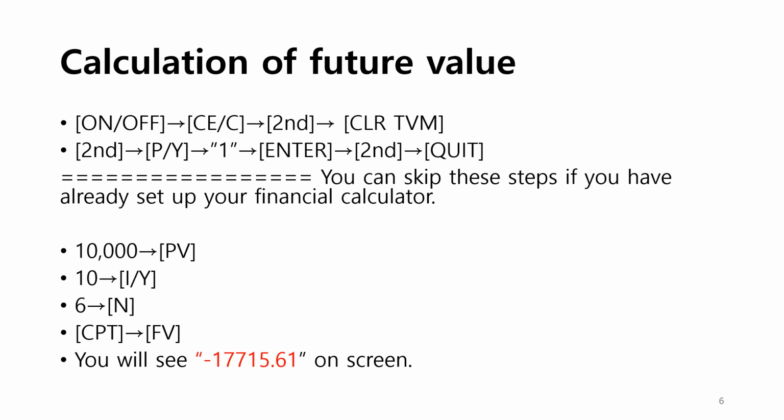So for instance, if you input minus 10,000 for the present value, then you will find that the future value you get will have a positive sign. What will happen if you input present value and future value with the same sign? Then you are violating the sign convention, and the financial calculator will stop working and give you an error sign. So don't forget the sign convention.